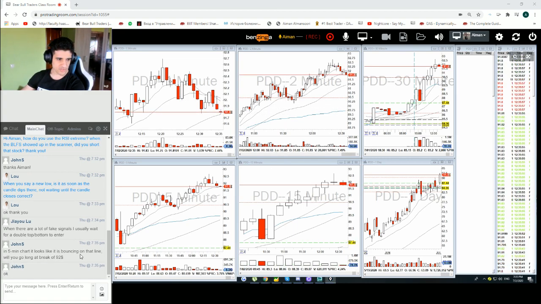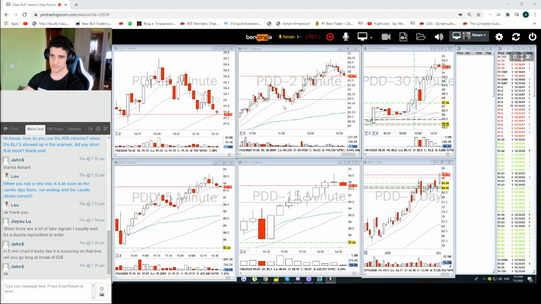In the 5-minute chart, it looks like it's bouncing off that line. Will you go long at the break of $92? I don't think I would take it to the long side. It's making lower lows and lower highs, and it could just simply form a reverse BCD pattern.